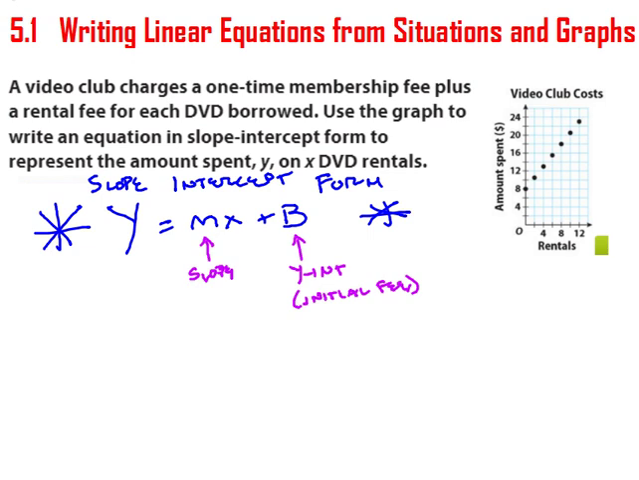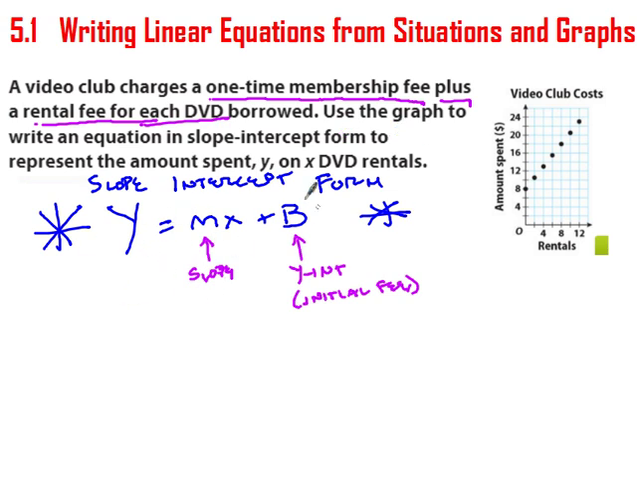So let's look at the first scenario. I have a video club that charges a one-time, this is important, one-time membership fee plus a rental fee for each DVD. Okay, so one-time membership fee plus a rental fee for each DVD. So what we know is, from this, we want to use the graph to write an equation in slope-intercept form that represents the amount spent y on x DVD rentals.